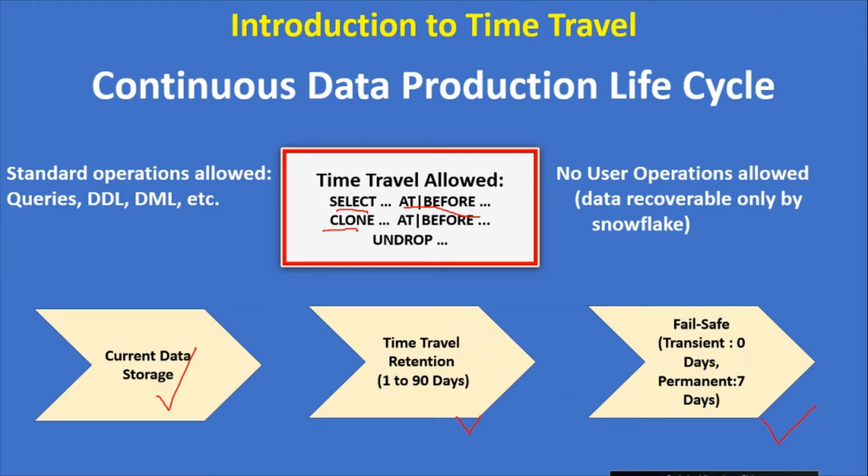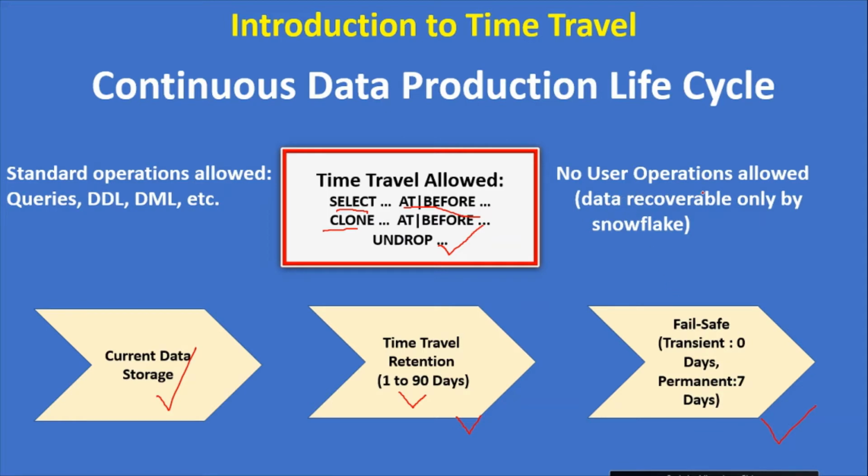And CLONE. By using the clone command in Snowflake, we have a zero-copy methodology, that is the clone. By using that clone, you can use the AT or BEFORE. And the third one is UNDROP. So by using these three commands, you are going to do time travel in Snowflake. The retention period is 1 to 90 days. You can enable 1 to 90 days. If you want to disable time travel effectively, change this time travel retention period to 0. That we will see.